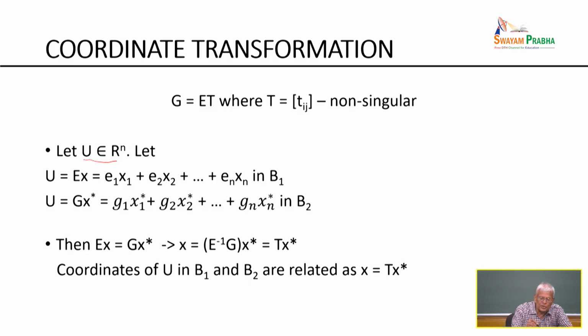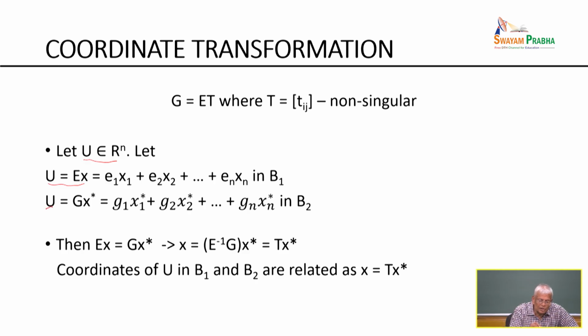The vector U in Rn can be expressed uniquely using the basis capital E. So there must exist a vector X such that U is equal to Ex. Everybody please, every vector in Rn has a standard expansion in the standard basis. Everybody. So that's equal to E1 x1 plus E2 x2 plus En xn.